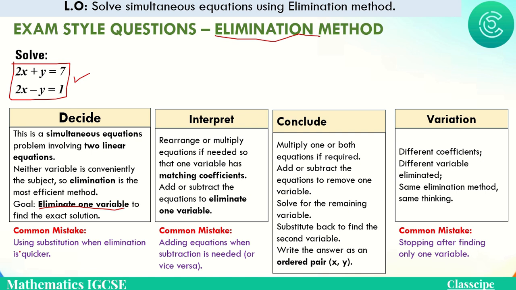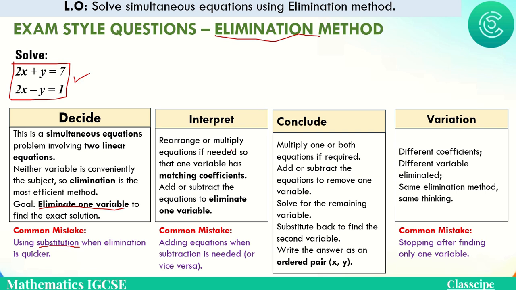What are the common mistakes if the students are using the substitution method? Remember students, I told you before that if you see a question where there is no subject variable, go for elimination. So this is very important for you. And what is the common mistake here? Adding equations when subtraction is needed. Most of the time the students add the equation, though in that subtraction is needed, right?